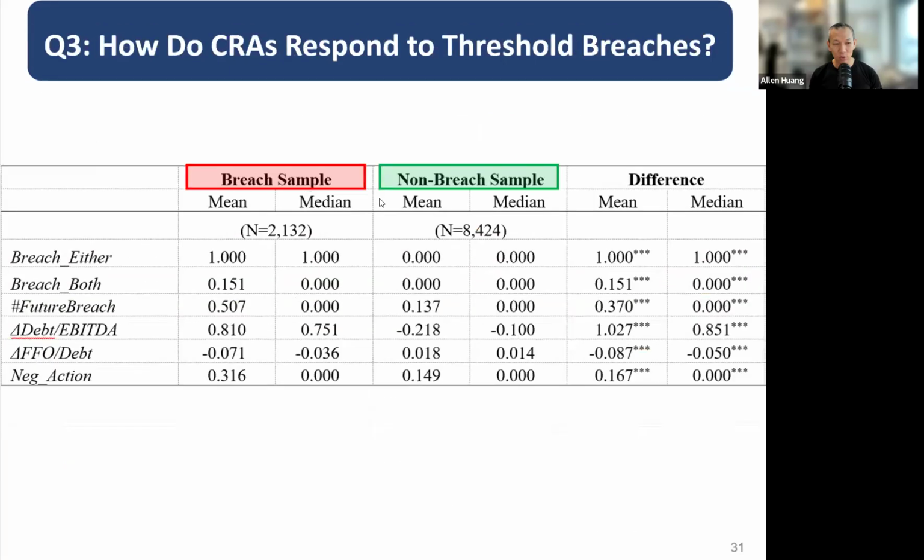The last research question that we look at is how credit rating agencies respond to the ratio breaches. We separate our sample into two: one is a breach sample, one is a non-breach sample.